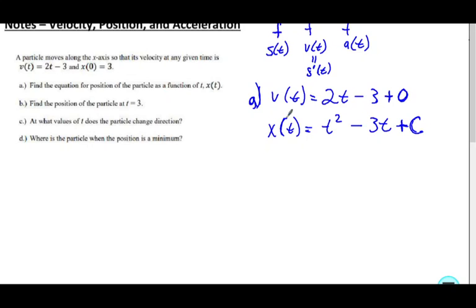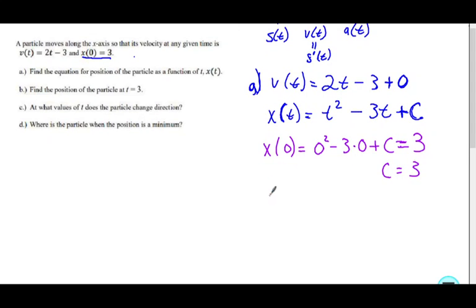Now, the reason they've given us this is to help us find what c is. If we plug in 0 for t, which gives us 0 squared minus 3 times 0 plus c, it has to be equal to 3, which means 0 minus 0 plus c, so c equals 3. So for part A, our answer is x of t equals t squared minus 3t plus 3. Okay, that's the answer for part A.